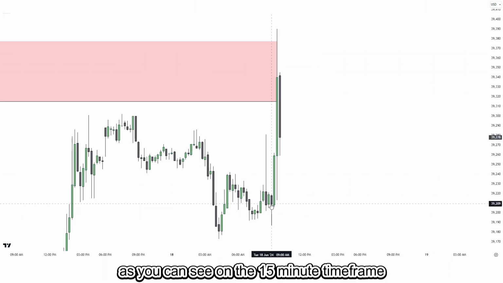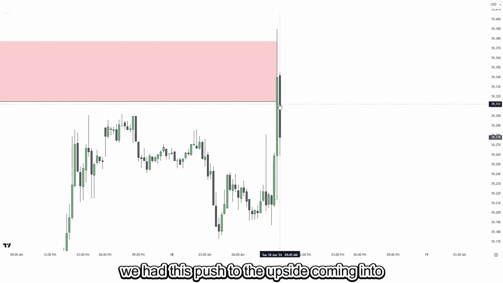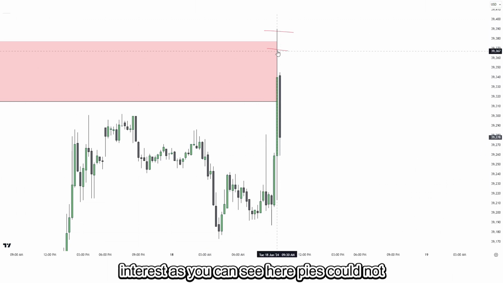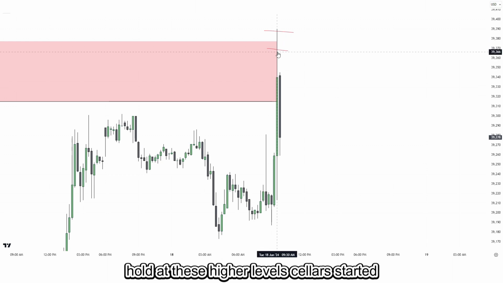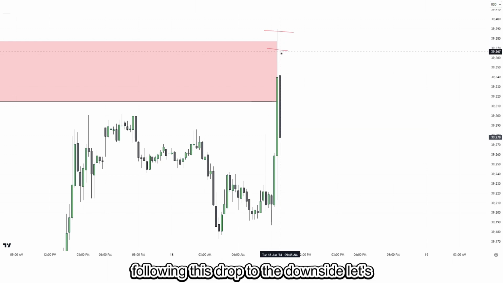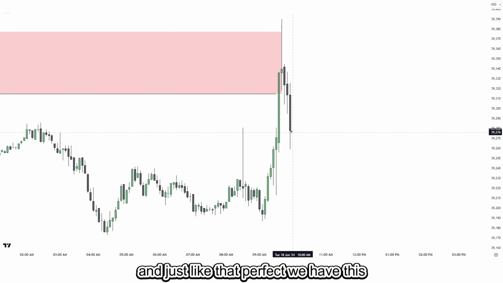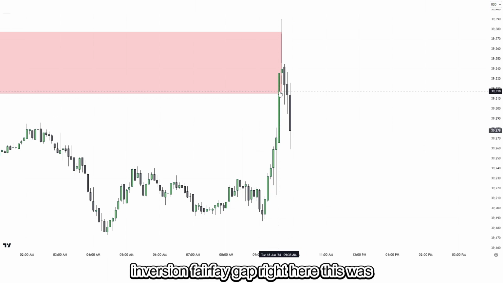As you can see on the 15-minute time frame, we had this push to the upside coming into the equities open into that point of interest. As you can see here, price could not hold at these higher levels. Sellers started coming in. Following this drop to the downside, let's go down to a 5-minute time frame and see if we can get some type of inversion. And just like that, perfect, we have this inversion fair value gap right here.